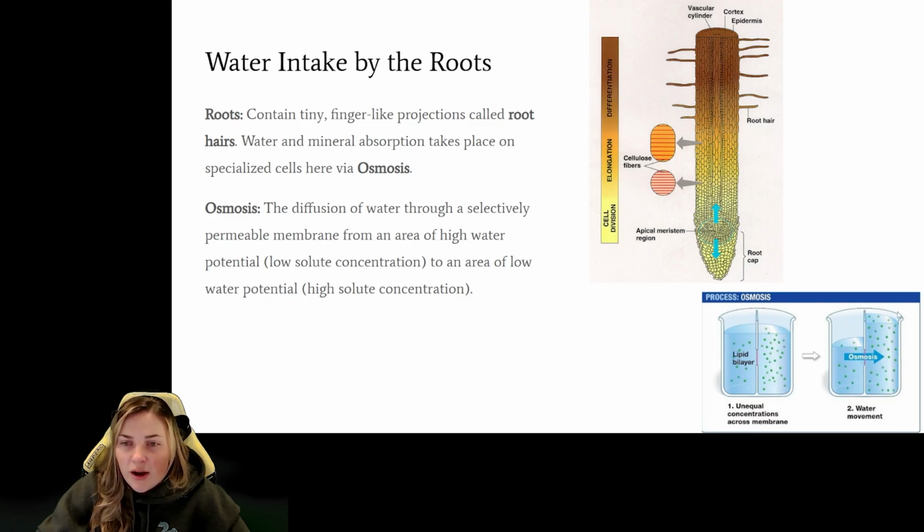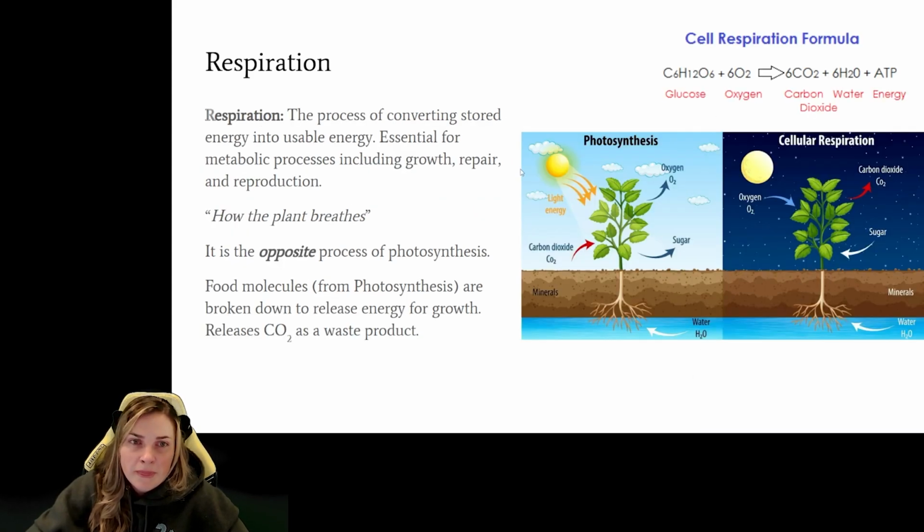So now these little green dots are at the same concentration on this side, right? The ratio of water to green dots is now the same on both sides. So water moves on its own through a process called osmosis. We see this a lot in cells with sugar and salt and other things, but that is the process for water absorption in the roots, or at least one of them.